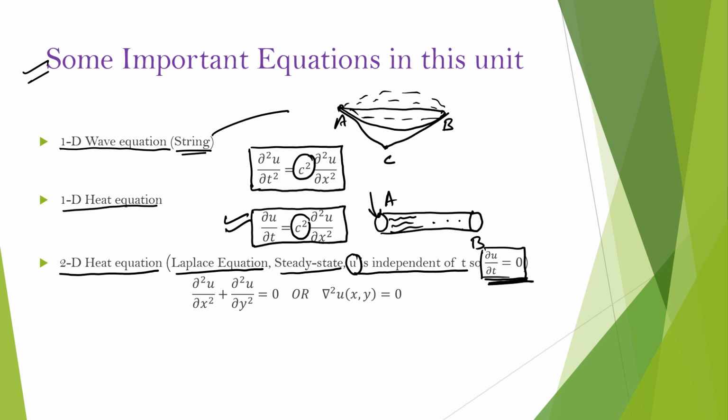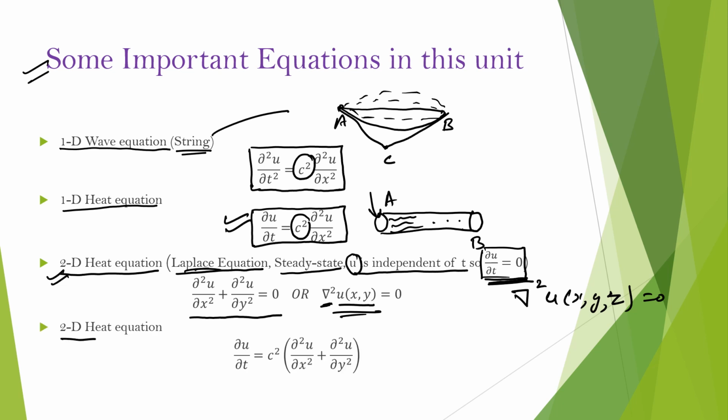Then this equation of the 2D heat equation or 2D Laplace equation is represented as del square u by del x square plus del square u by del y square. It is also equal to del square, this is the vector operator, del square of u(x, y). This is for 2D. If we are going to study the 3D, then the equation will be del square u of (x, y, z). The third dimension is also added there.